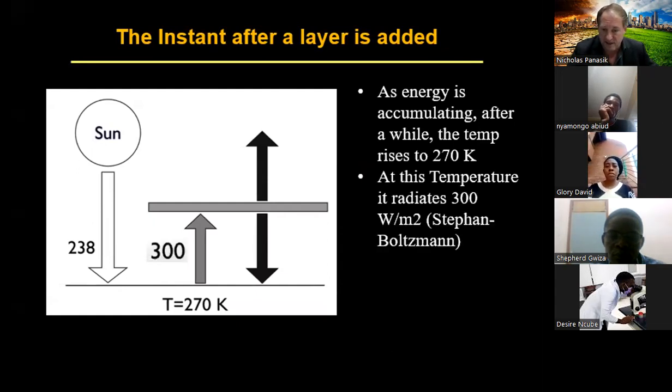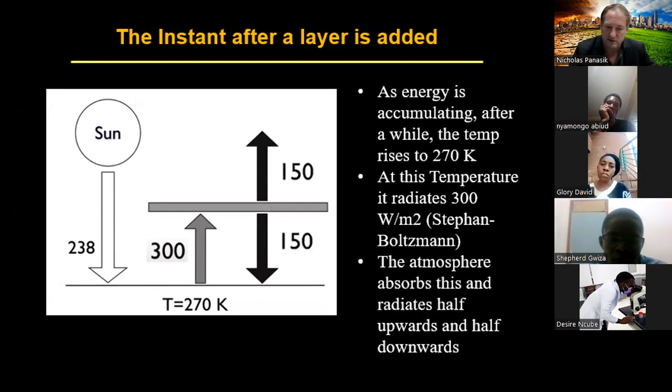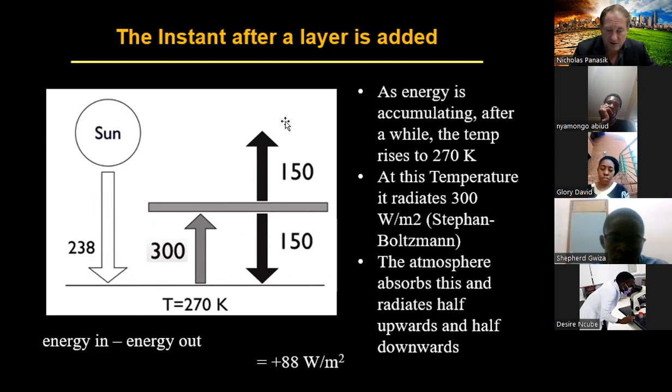At 270, if you use Stefan-Boltzmann, that's going to radiate at about 300 watts per meter square. That's what's now coming out of the planet. Okay. That's going to be equally divided. And so that's 150 up and 150 down. And so our energy's still not balanced. We're still taking more energy in than we are getting out, to a tune of 88.